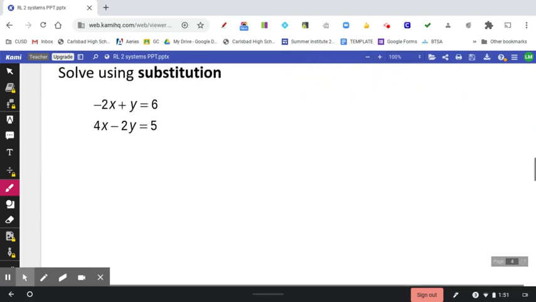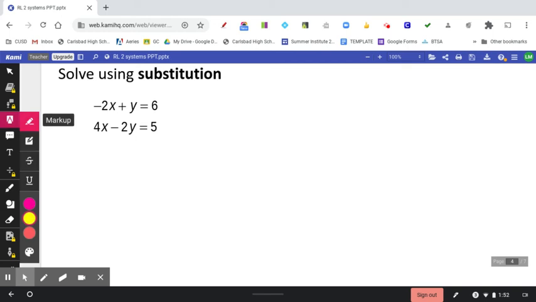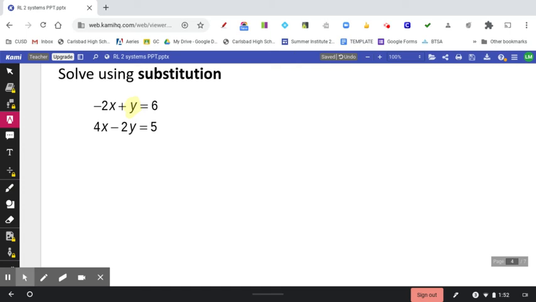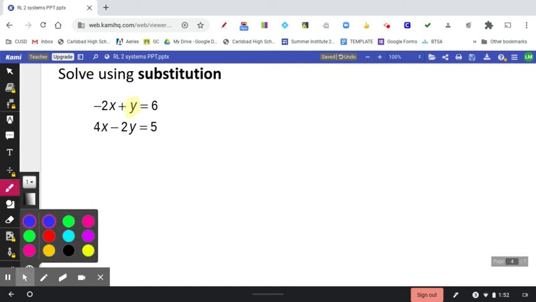All right, we have another system of equations that we're going to solve by substitution. All right, you should already see which variable kind of stands out for you. You see we have a y here. It's just one y, so that's the one I'm going to solve for. I'm going to solve that first equation for y. So I'm just going to add 2x to both sides. So I get y equals 6 plus 2x for that first equation.